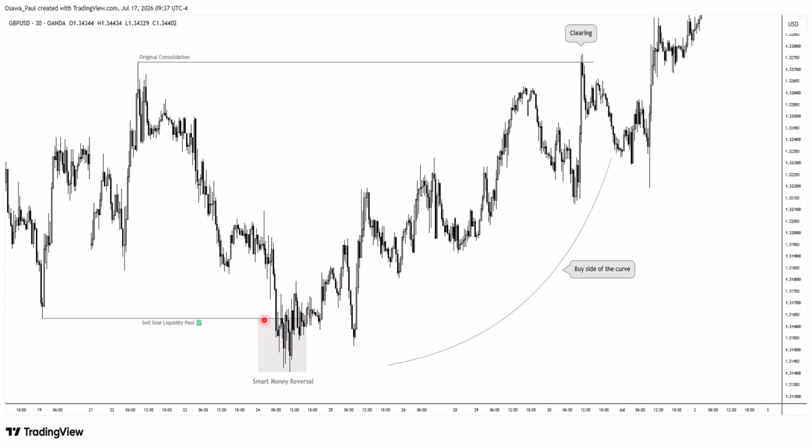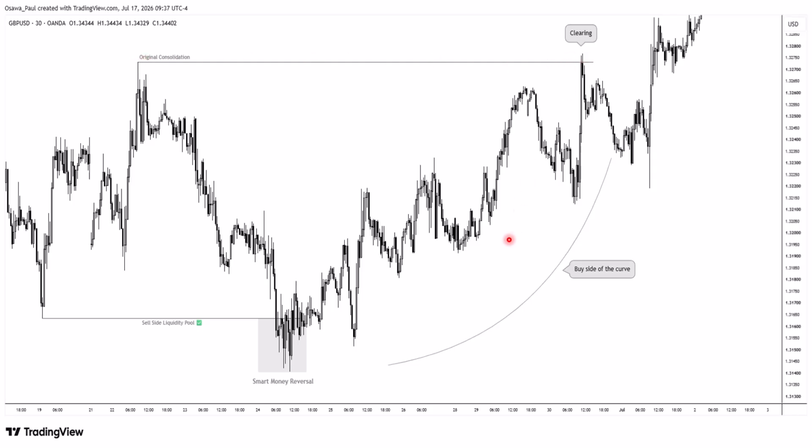So once that particular smart money reversal has been formed, wait for a significant shift in market structure. This one was taken out with the body. Somebody will be able to use this one. It's okay. That is when we'll now be operating on the buy side of the curve, with anticipation that this particular original consolidation will be cleared.